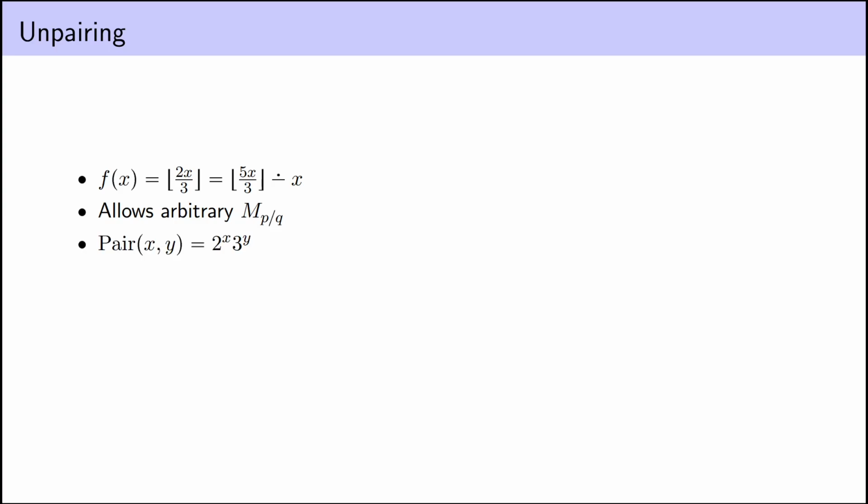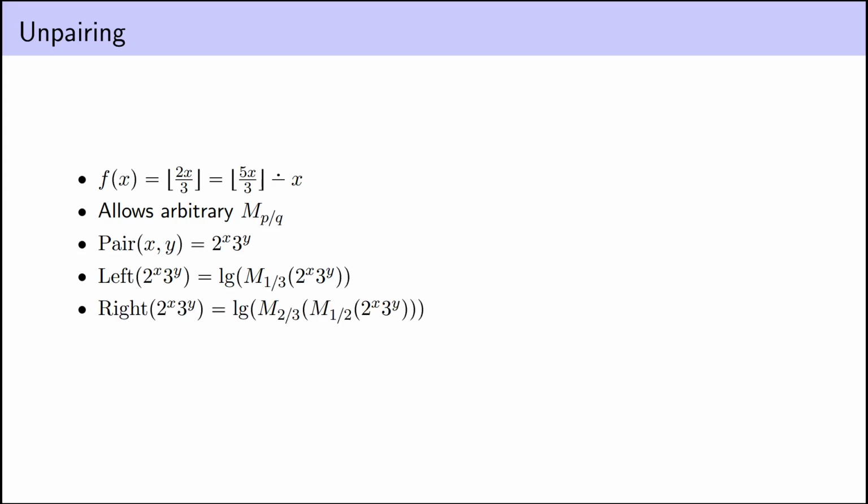Recall that we decided to encode the pair of numbers x, y as 2 to the x times 3 to the y. Then to get the left value, we multiply by 1/3 until we can't to get rid of all of the 3's. And we're just left with 2 to the x, and so if we take the log base 2 of that, we'll get our original x. And to get the right value, to get y, we multiply by 1/2 until we can't to get 3 to the y, then multiply by 2/3 until we can't to turn that 3 to the y into a 2 to the y, and then take the log base 2 of that to get our original y.